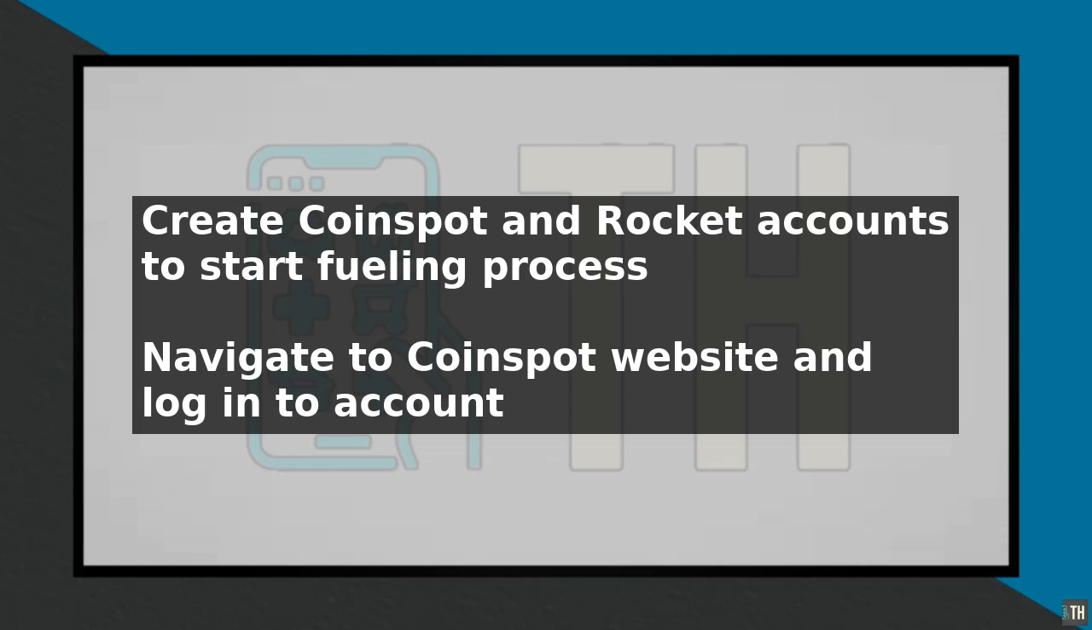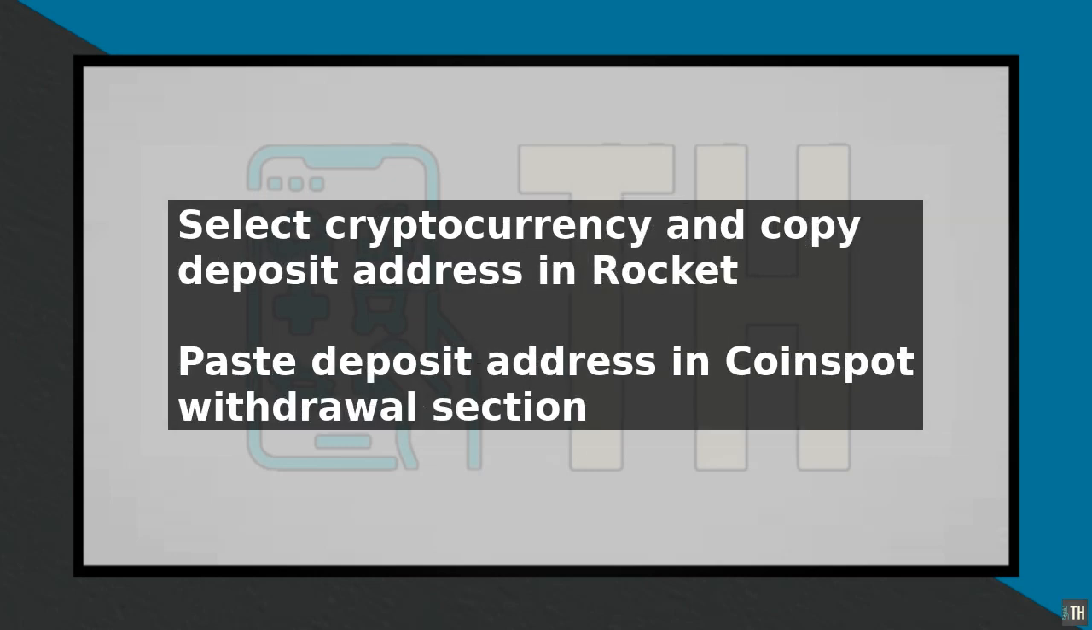First, you need to create a Coinspot account and a Rocket account. Once you have created both accounts, navigate to the Coinspot website and log into your account. Click on the Accounts tab and select the cryptocurrency you want to deposit into your Rocket account.